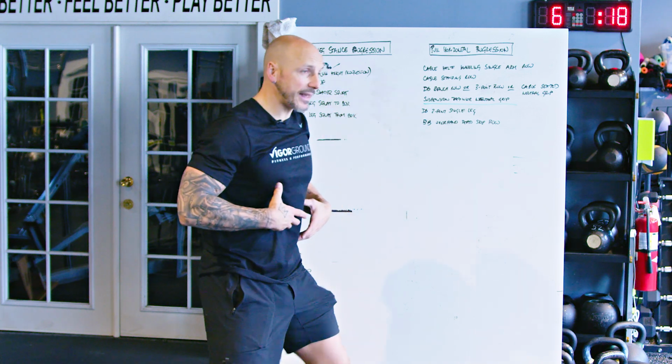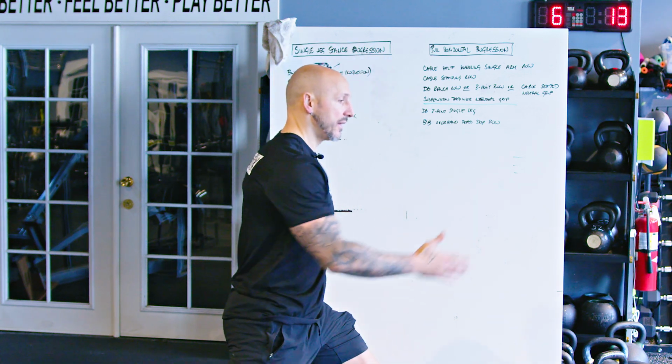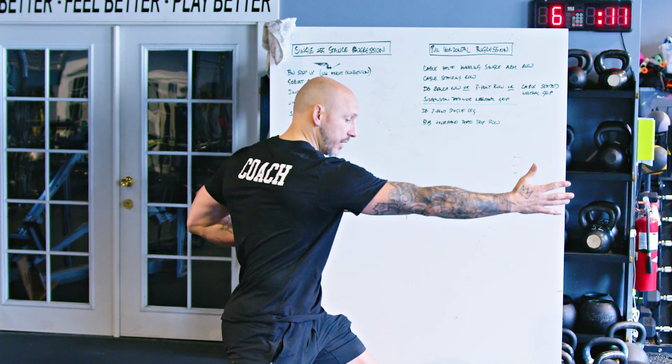Then it will be to a standing cable row. I need some more stability now, right? I only have 2 points of contact instead of 3. So it might be here.